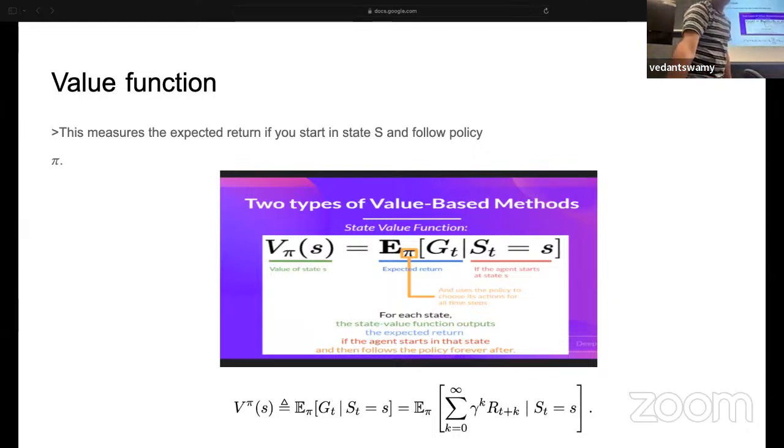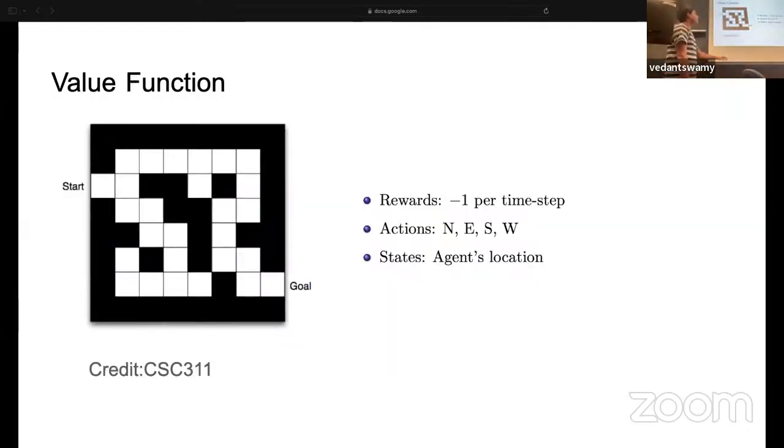There's an example which can help you understand this in a much better way. It is this one, right? The aim of the agent is to start here and end up at the goal. Do you guys understand why the reward is -1 per time step? Because the main aim is for it to find the shortest path from the start to the end goal. So that's why it's -1 per time step. The actions would just be north, south, east, west. And the states would be all the various states that are possible inside this maze, let's say.